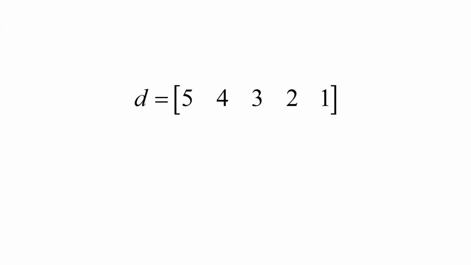What about a 1 by 5 row vector D having 5 to 1? We can consider this series as 5 to 1 with the increment of -1. You can type D equals sign from 5 to 1 and use -1 as an increment.